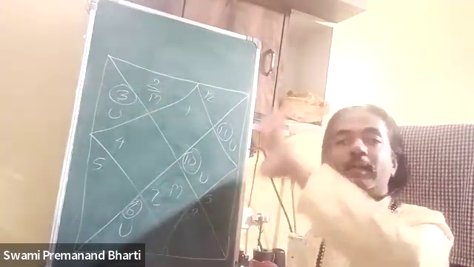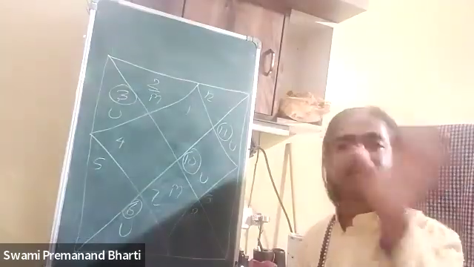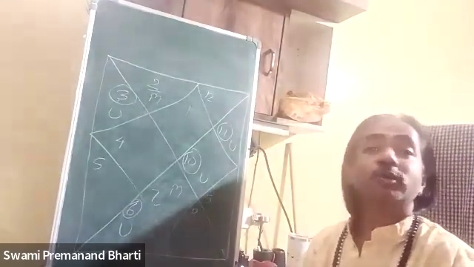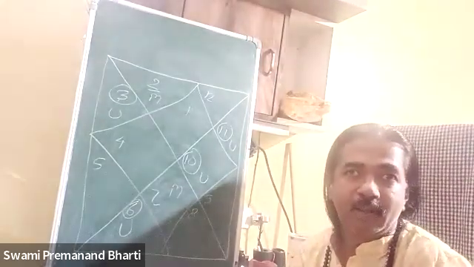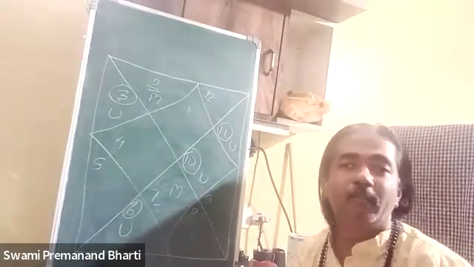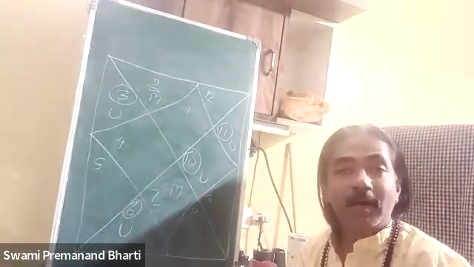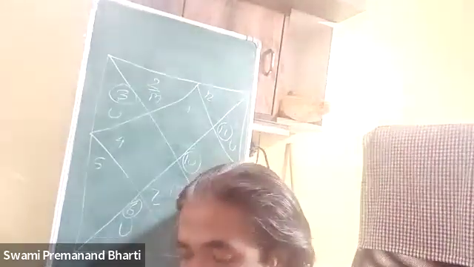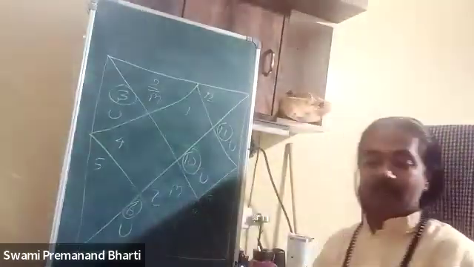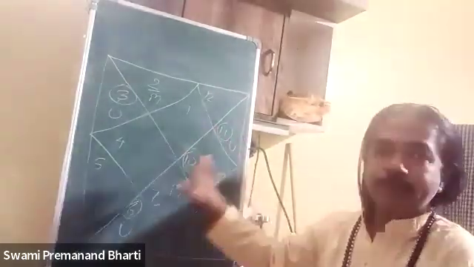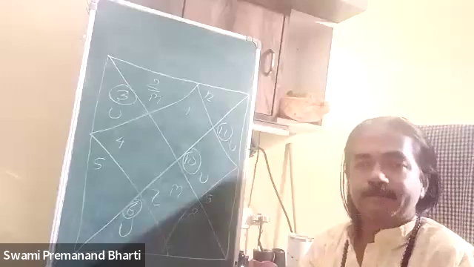So understand Marka in many different circumstances. Someone is going through a major emotional churning, a major emotional crisis. That is also like Marka. So Marka is not necessarily only physical death, it can be any kind of death. Any question on these two houses, the Upachaya houses or Marka houses?